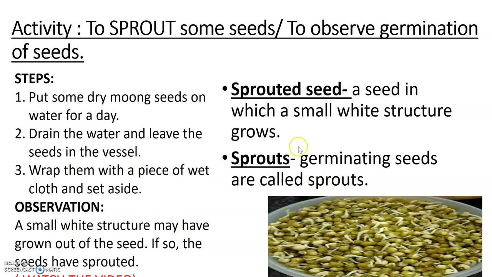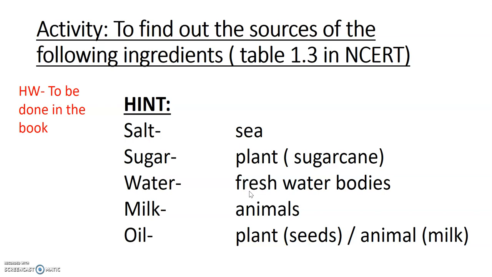So we need to know the definition of sprouted seed and sprouts. Sprouted seed is a seed from which a small white structure grows. Sprouts are germinating seeds, are called sprouts. Let's go to the next question.